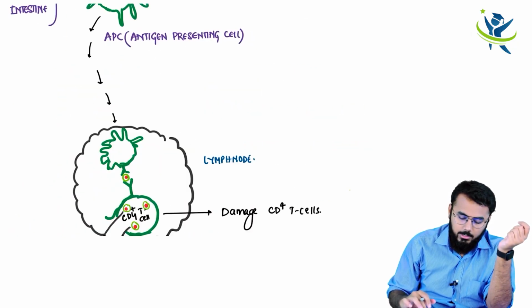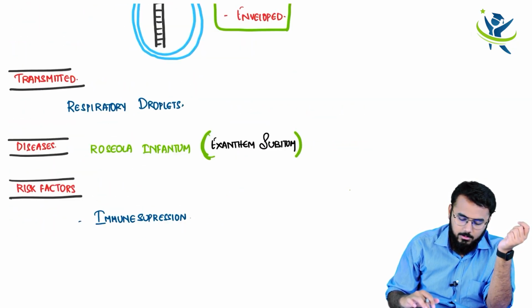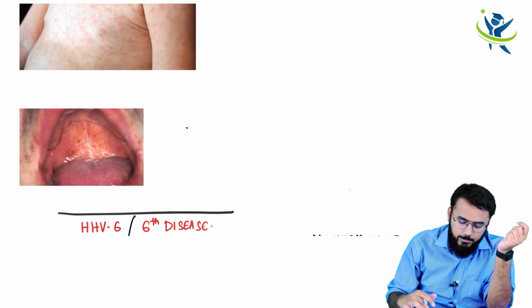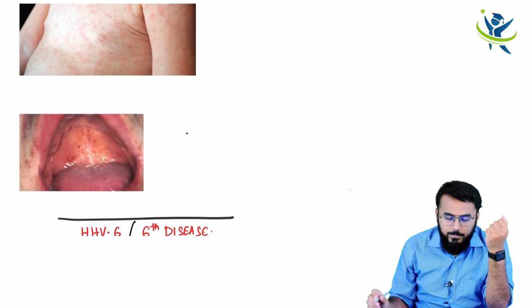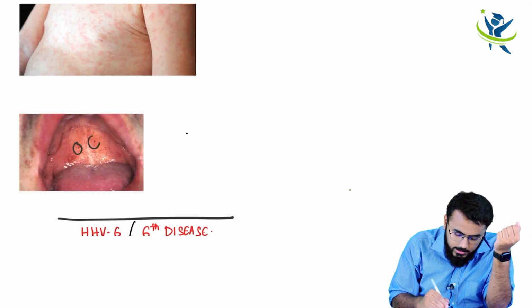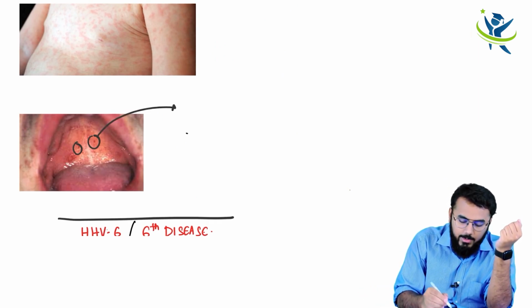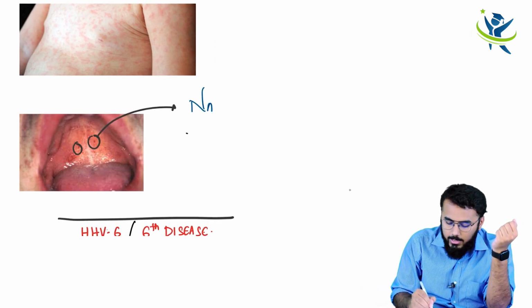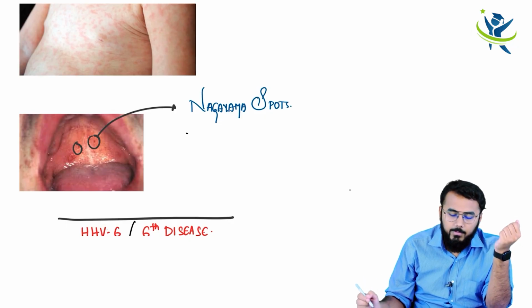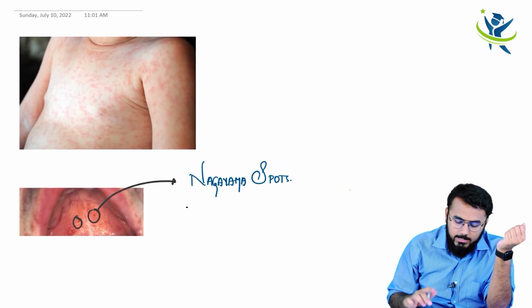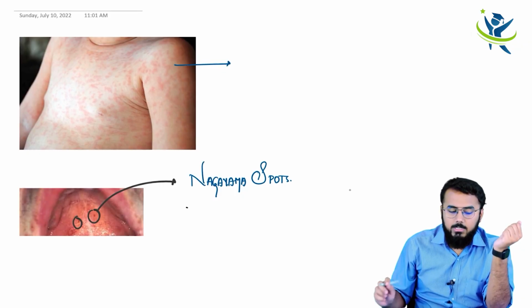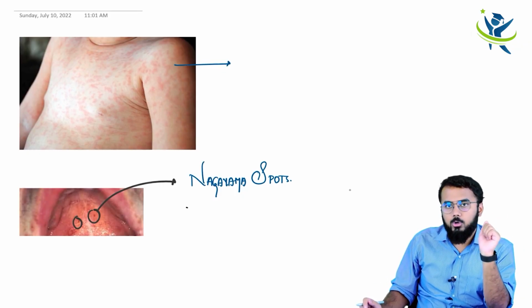Okay, so let me show it to you. Let me show the picture. You see these bright red color spots over here, right? You can very clearly see some bright red color spots, right? So these spots on the soft palate are called as Nagayama spots. And next important thing is that you can see the rash which is developed here. This is called as Roseola Infantum.